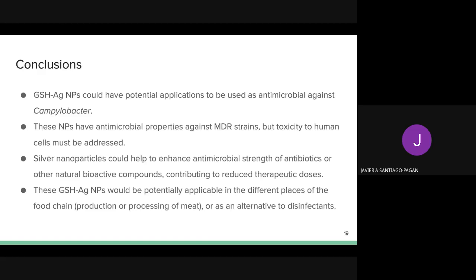And finally, these silver nanoparticles will be potentially applicable in different places of the food chain, like production or processing of meats, or as an alternative to disinfectants.